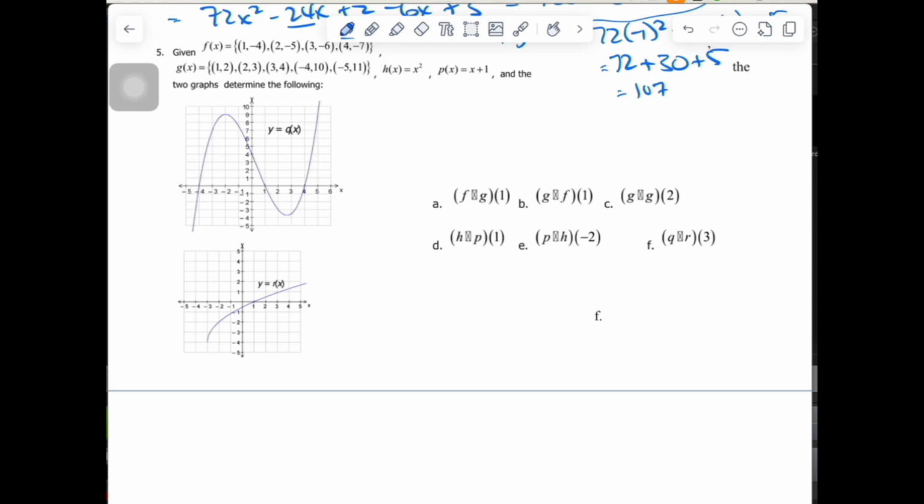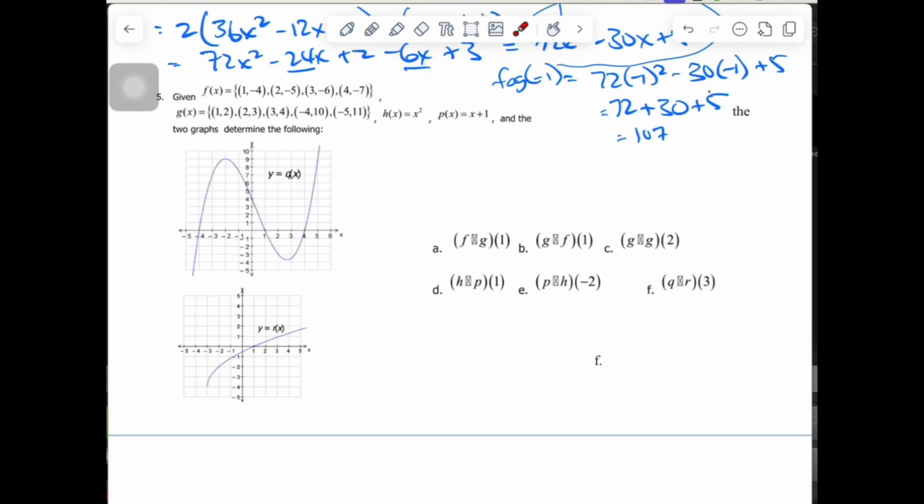Okay, so in this particular problem, we are told that f of x is a series of points, g of x is another series of points, h of x is x squared, and p is x plus 1. Here's a graph of q and here's a graph of r. All these little things didn't transfer well into my document.